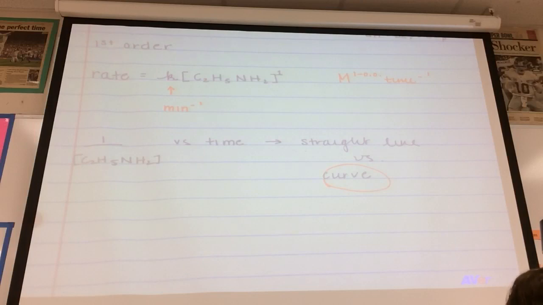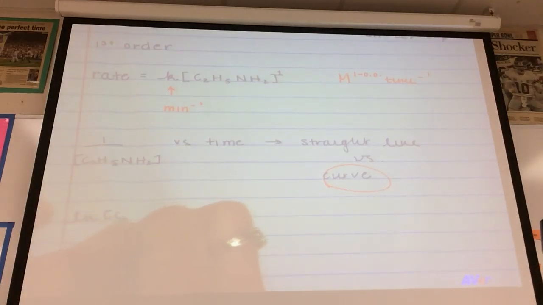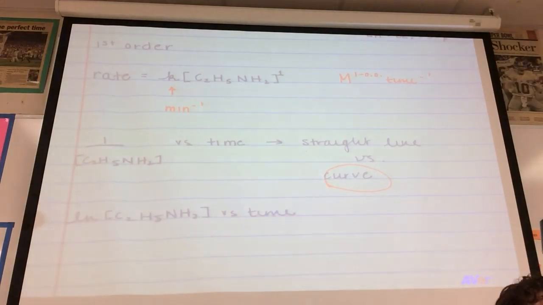Isn't natural log the same thing as what you do, like natural log of 52 divided by... No. The way to get a straight line for first order would be ln of the concentration versus time. That would give you straight line kinetics. That is not equal to that. I'll say the calculus, because the derivative of that would be that.